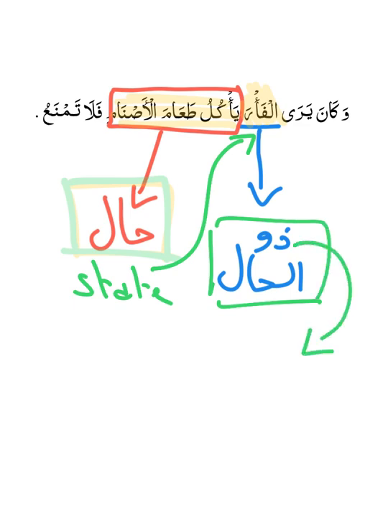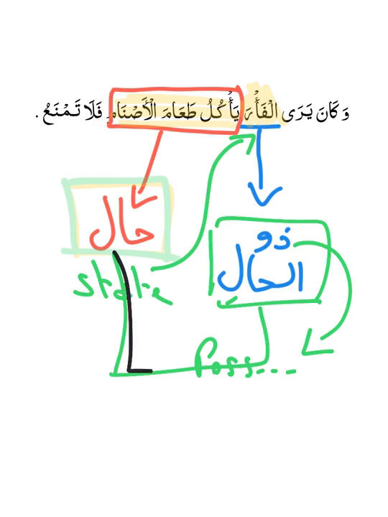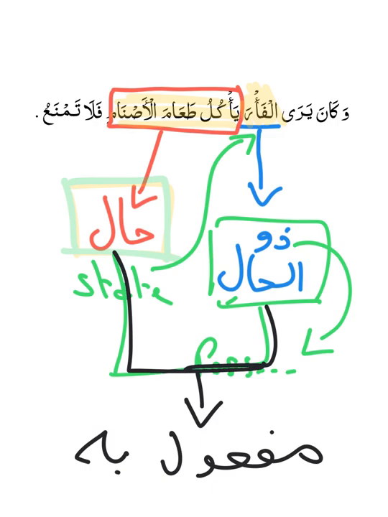The word dhu in Arabic means possessor. Possessor of hal, dhul hal. Dhul hal, possessor of hal. And just as a side note, dhul hali itself is a mudaf ilayh. Possessor of the state. Dhul hali by itself is a mudaf ilayh. So alhamdulillah, we've identified that. So now this whole thing, dhul hal and hal together, becomes the maf'ul bihi of yara.